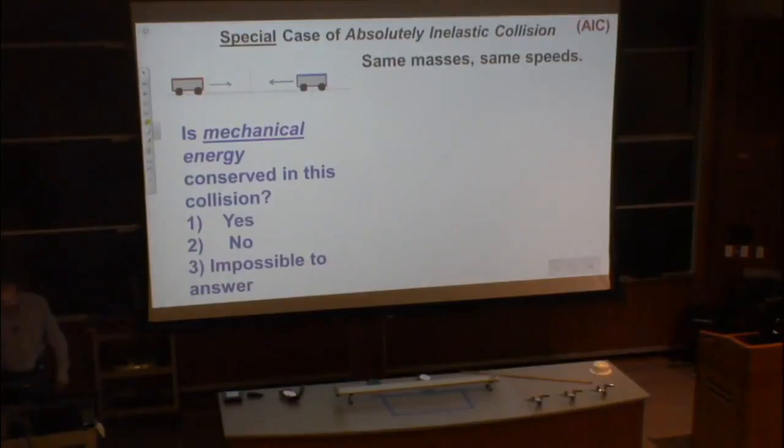So every time when we need to analyze a collision, any kind of a collision, we should divide the universe into two parts, before and after. Before. Did they move before they collide? Yes. The cart on the left was traveling to the right. The cart on the right was traveling to the left.